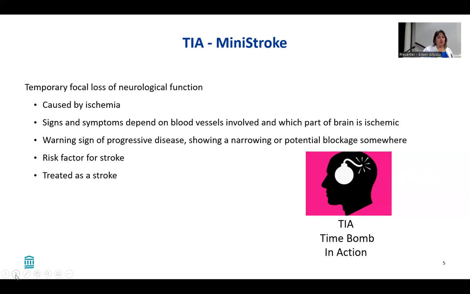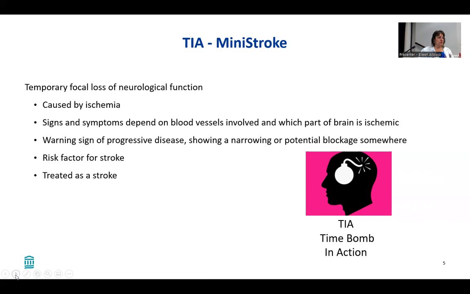So the first stroke I want to talk about is a TIA, or a mini stroke, and this is caused by some type of ischemia that has occurred within the brain. So something in the flow of the blood to brain cells has been compromised, and the brain has responded to that. The cells haven't actually died, they've just gotten kind of stunned, and they're giving you a warning signal saying, hey, listen, something can happen here. I'm trying it out to see what can happen.